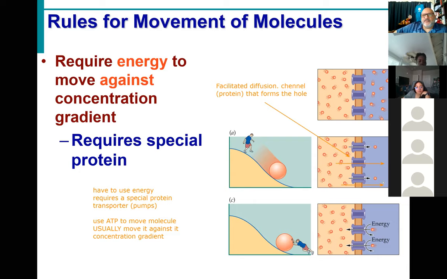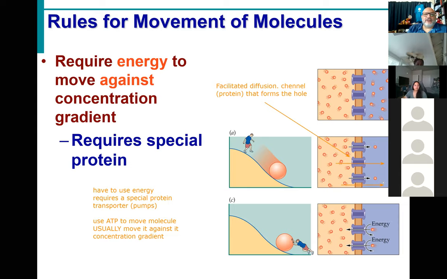Channels are what allow our facilitated diffusion. They're that hole in the wall, right? Think of it this way. If you're in a mall and you want to get upstairs, you have two choices. You can use your energy to go up the stairs, or you can use the energy of the mall by riding up the escalator. You can't just jump from the bottom floor to the top floor. You need help.